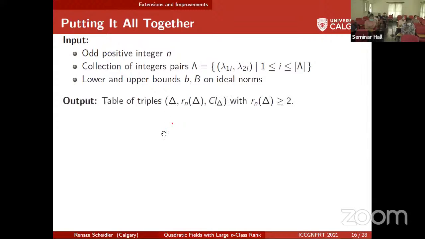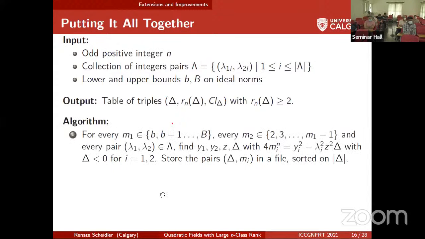So what it outputs is a table of triples. The first entry in each triple is a discriminant. The second entry is the n class rank. And the third entry is actually optional. You can compute the class group, or at least the n part of the class group. And you only keep the ones that have n class rank greater or equal to 2 or greater or equal to 3, whatever your heart desires.